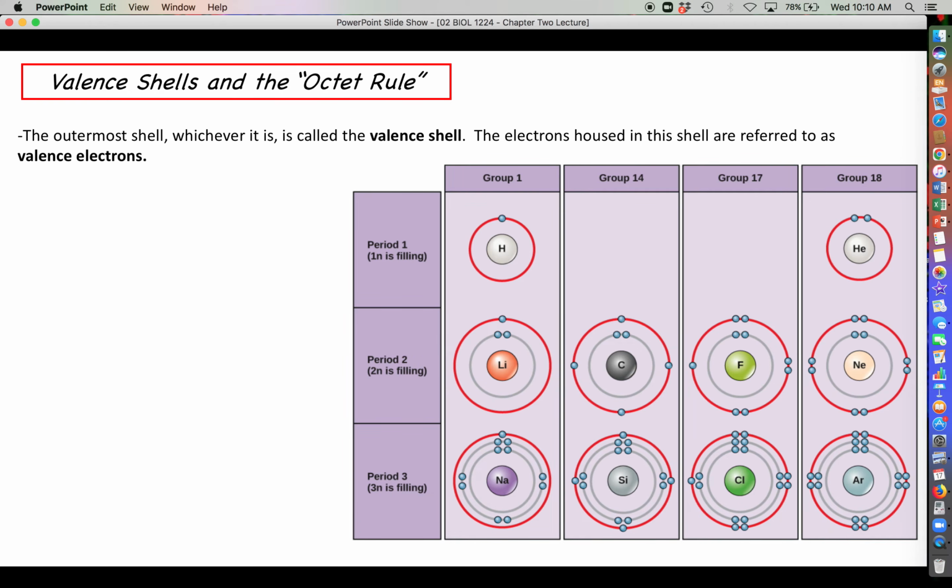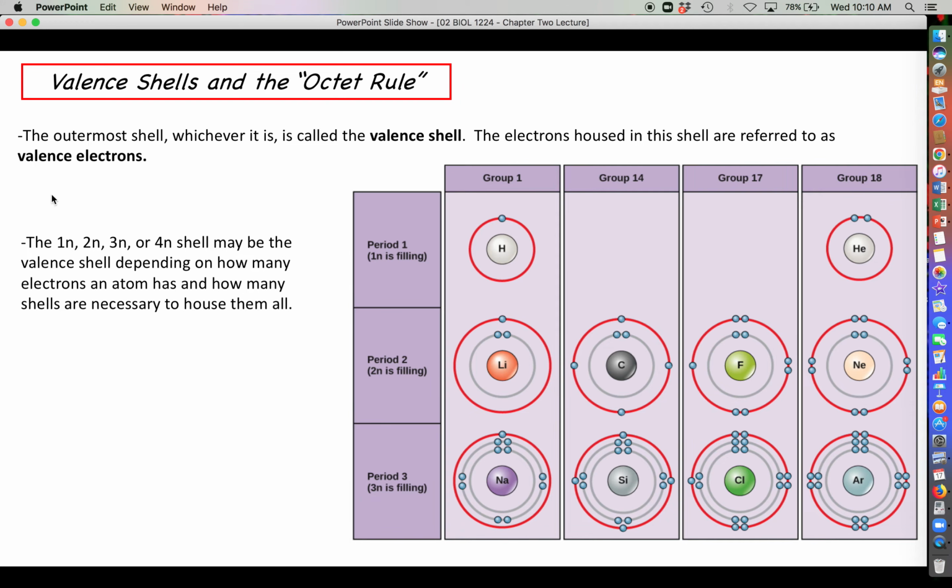So that outermost energy level, whatever it is, is called the valence shell, and the electrons in that outermost energy level are called valence electrons. And this is the most important thing for us to consider when we're talking about an atom and its electrons. Whichever energy level is the outermost for that atom, that is what we call the valence shell.